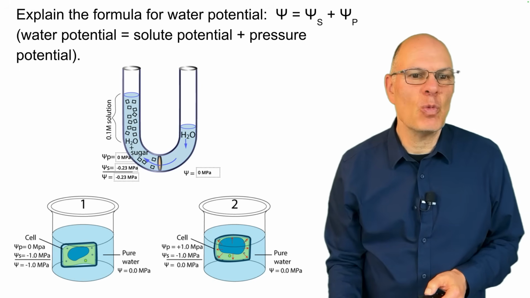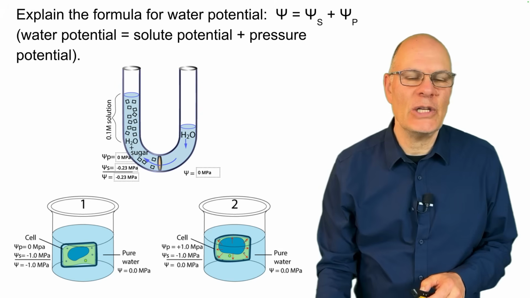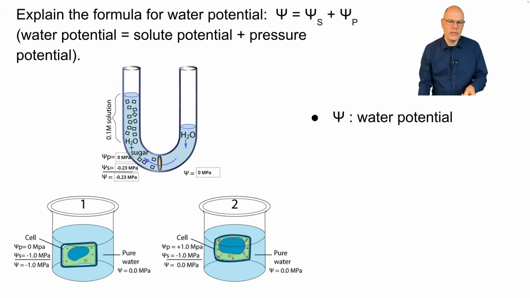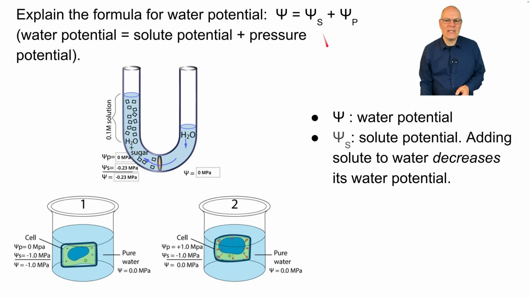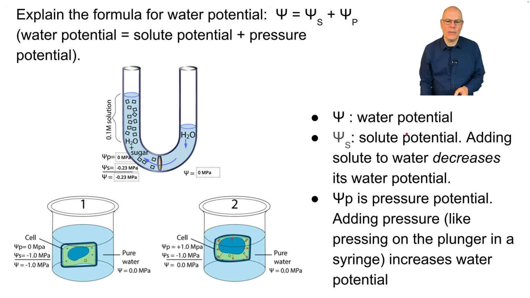In plain English, it's water potential equals solute potential plus pressure potential. So psi is water potential, psi sub s is solute potential. And remember that adding solute to water decreases its water potential. Psi p is pressure potential, and adding pressure, like if you pressed on a syringe, that increases water potential.